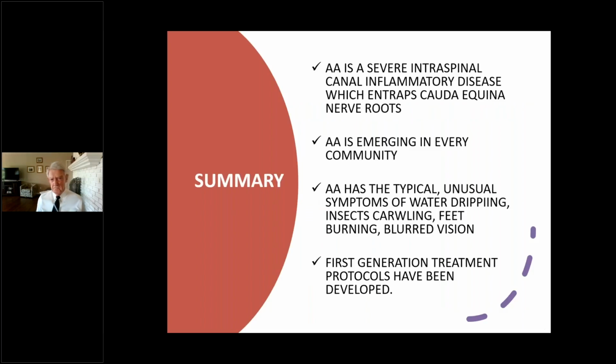In summary, adhesive arachnoiditis is a severe intraspinal canal inflammatory disease which entraps the cauda equina nerve root. In other words, it's two tissues connected to each other. Adhesive arachnoiditis is emerging in every community. You no longer can deny that it exists, say that you've never heard of it, it's not around, it's somebody else's problem. It's the problem of every medical practice and every family who's involved, and every self-help group that's involved.